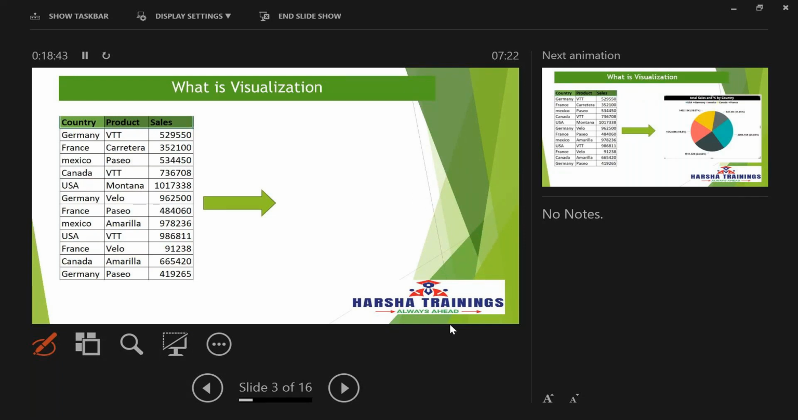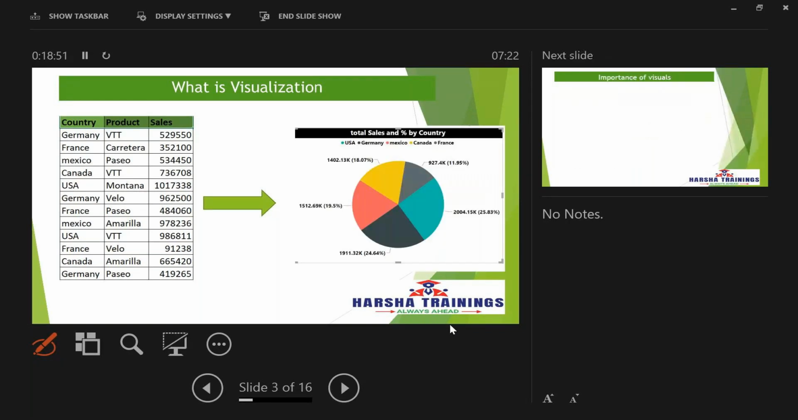Everyone knows this visual because it comes from your school standards. Now, what is this visual? What is the name of this visual? Exactly, the pie chart it is. Now, what's the result we are getting here?